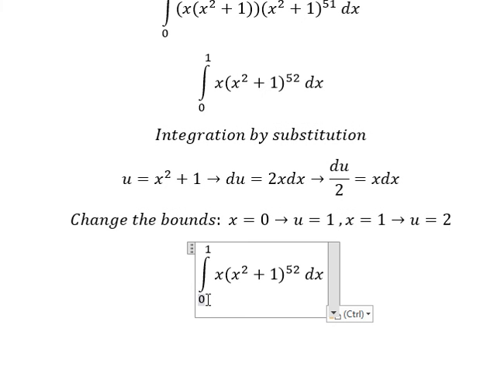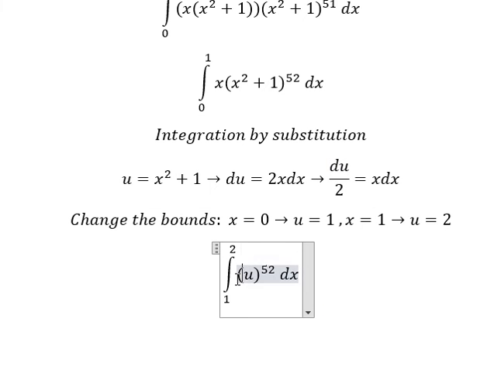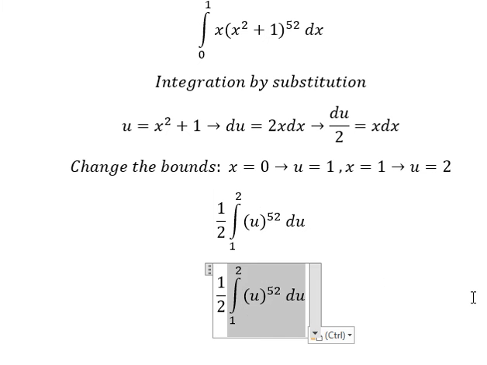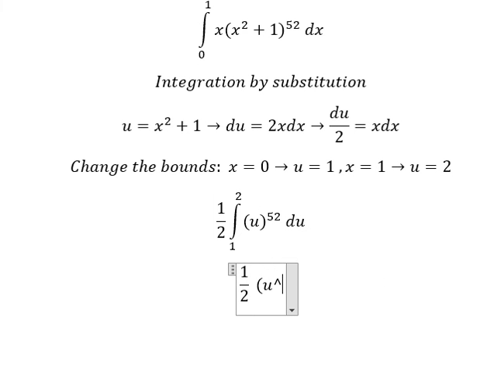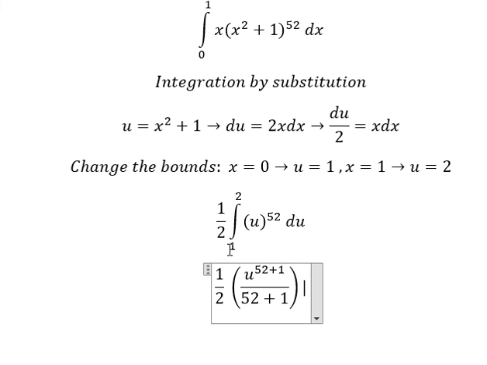So 0 we change for 1, and 1 we change for 2. This one we change for u, and the s we change for this one. So the integration of this one, we have u to the power of 52 plus 1 over 52 plus 1, and I will put the bounds from 1 to 2.